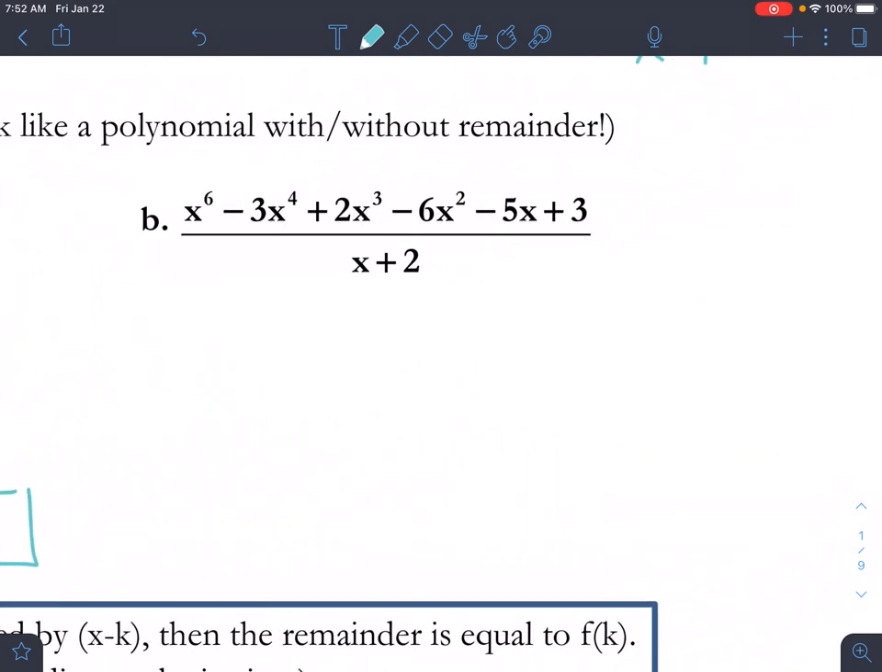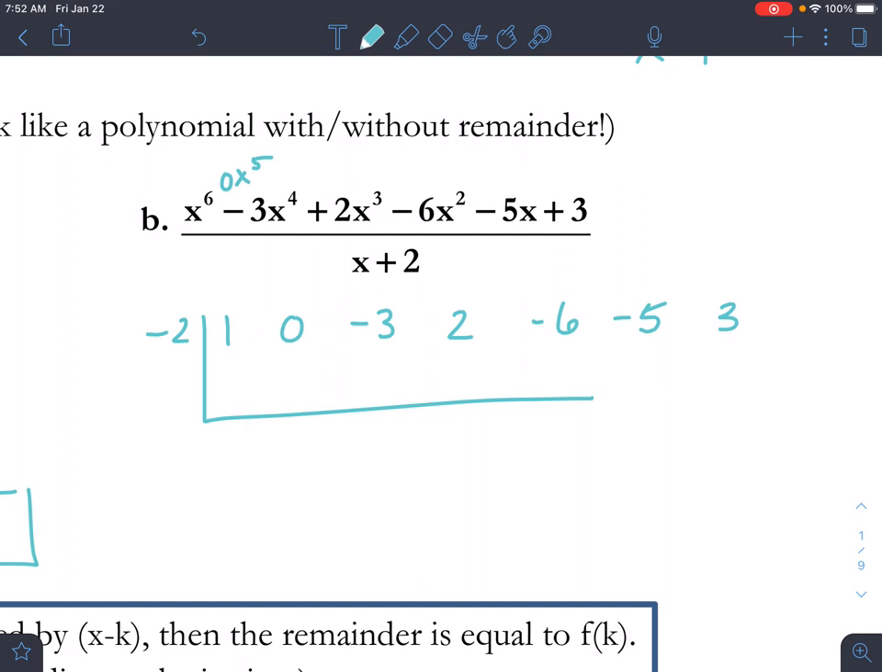So on the outside, we put negative 2. 6th power is the highest, so I need a 6th power, a 5th power. It wasn't there, right? So we were missing 0x to the 5th. A 4th power, a 3rd power, a 2nd power, a 1st power, and a 0th power. Okay, so lots of terms here, but again, that same exact process.